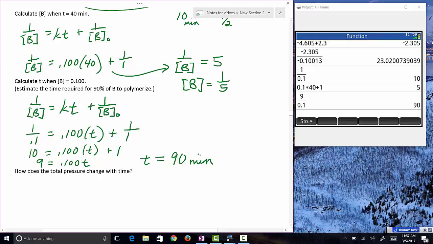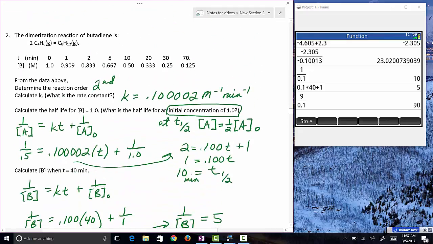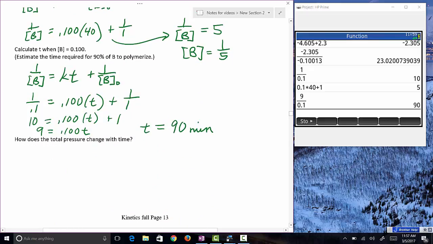Okay, and then let's go back up. Here it says, how does the total pressure change over time? Well, look here, see how we're going from 2 gas molecules down to 1. So over time we're reducing the number of gas molecules, so my pressure over time is going to decrease.